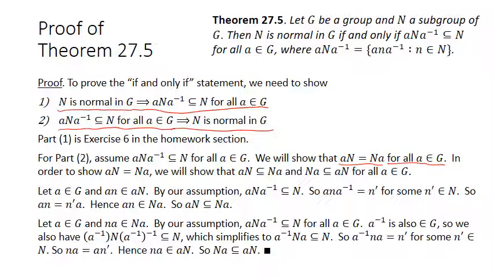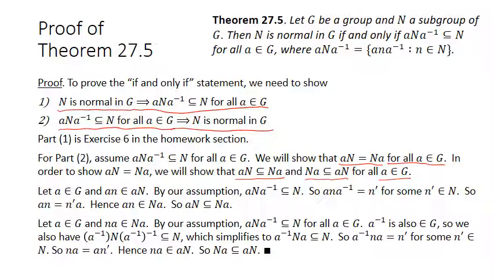So in order to show that those two things are equal, they are both sets. So we're going to do the standard approach when you're proving that two sets are equal, which is to show that they are subsets of each other. So we're going to show that AN is a subset of NA and that NA is a subset of AN for all of the A's in G. Okay, so that's what the two paragraphs here are for.